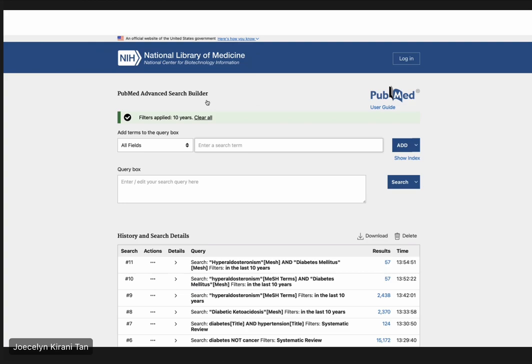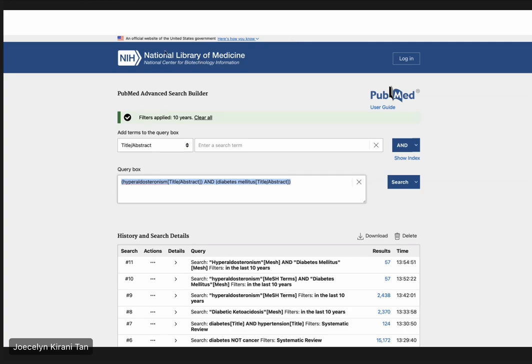So for the other ones, they don't have PubMed indexing, so they would do something like hyperaldosteronism, and they want it in the title and the abstract, so they'll do this, and then you just add it. And if I want to get diabetes as well, and type in an abstract, then you do that. Or you can add or, and you can add not, so these are the Boolean operators. So this is the search strategy for other websites. They will have their own advanced search builder as well, and you just hop onto the search builder and search through there.